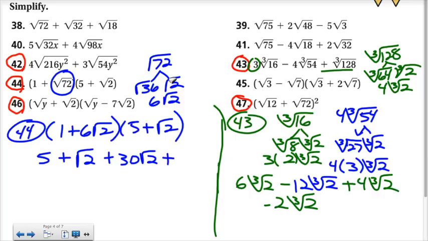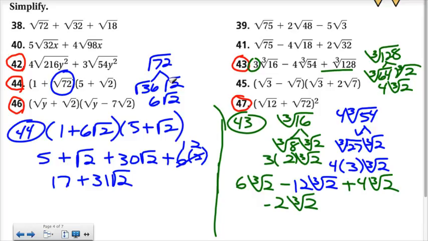Last times last is going to be 6, and then the square root of 2 times the square root of 2 is 2. So really, this is 12. And I have 5 plus 12, which is 17, and then I have 1 square root of 2 plus 30 square roots of 2, so 31 square roots of 2, and that is number 44.